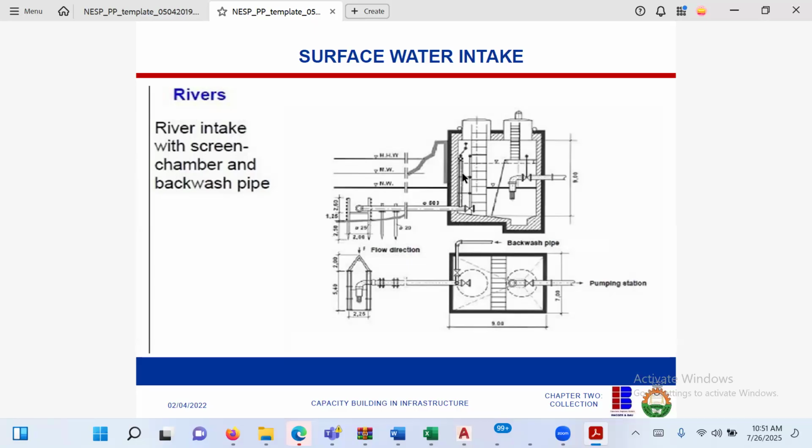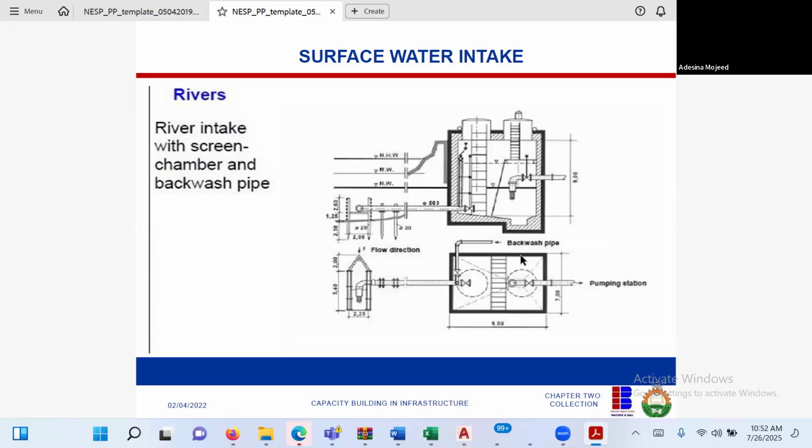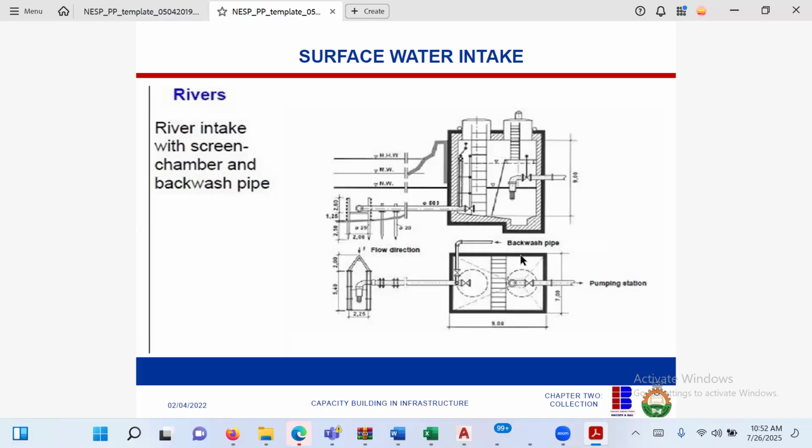So this is just a typical treatment plant water intake structure. It must have a backwash pipe. This is very, very important. In fact, every pumping station must have a backwash so that once in a while you can backwash the debris, the sediments, either sand sediment or dissolved sediments, biological sediment, TDS. Okay. All right. So that is that.